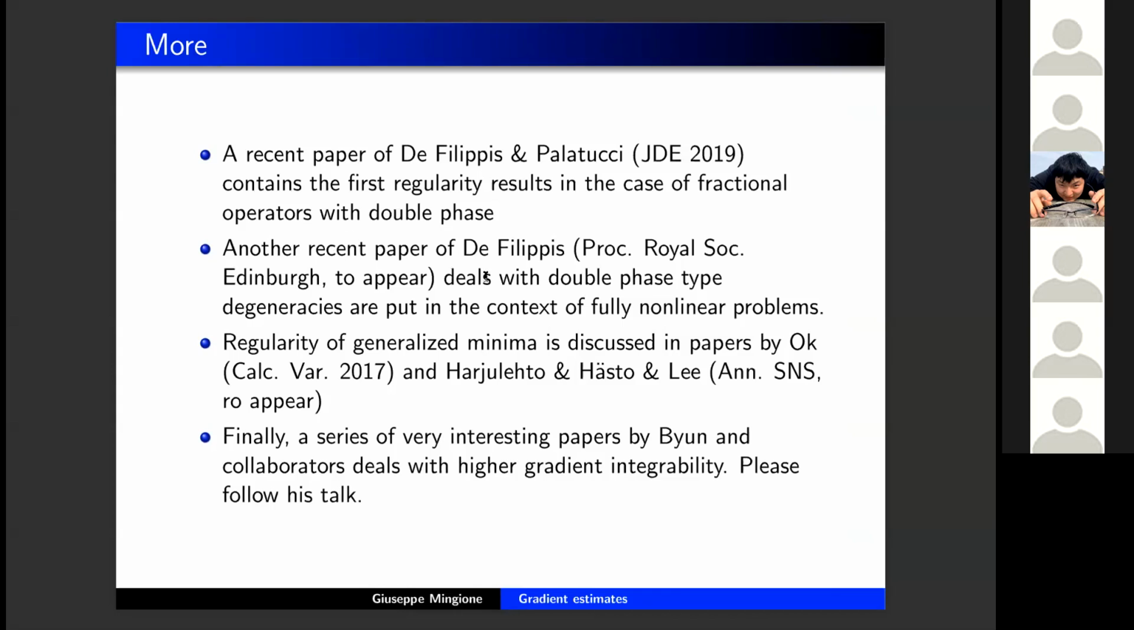Then there's another very interesting paper by Cristiano De Filippis dealing with fully nonlinear operators with double phase type degeneracy. Recent results on generalized minima are by Ok and are related to Hästö and Mi-Kyung Lee. And then there's a final series of very interesting papers by Byun and his students dealing with higher integrability of the gradients and Calderón-Zygmund theory. I'm not expanding too much on this case because, as far as I could understand, he's going to tell something about that. So for this, I strongly recommend following tomorrow's talk, I guess.